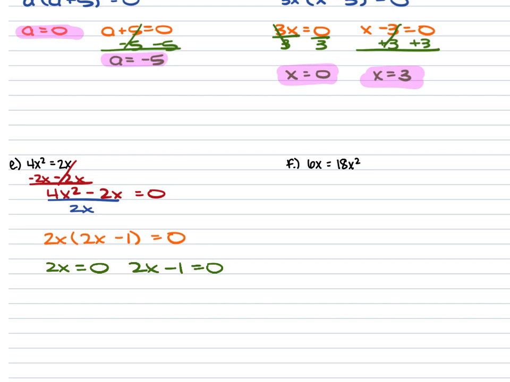For the 2x is equal to 0, we're dividing by 2 on each side, so x is equal to 0. For the 2x minus 1 is equal to 0, we add the 1 to both sides, and we get 2x is equal to 1. From here, we're just dividing each side by 2, so we get that x is equal to 1/2 as well.